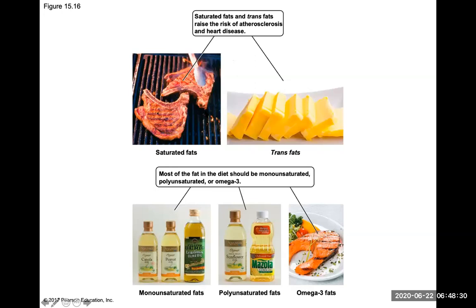So here's a look at beautiful, delicious things, steaks, those might be pork chops, saturated fats and trans fats. They raise the risk of atherosclerosis, which is the buildup of plaque in your arteries that can cause blockage. And most of the fat should be monounsaturated, polyunsaturated, or omega-3, so replacing with some of these oils down below.